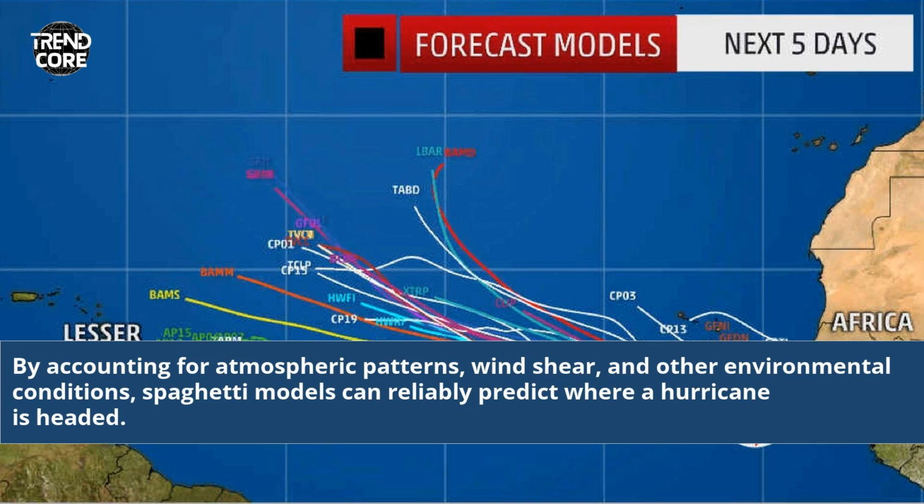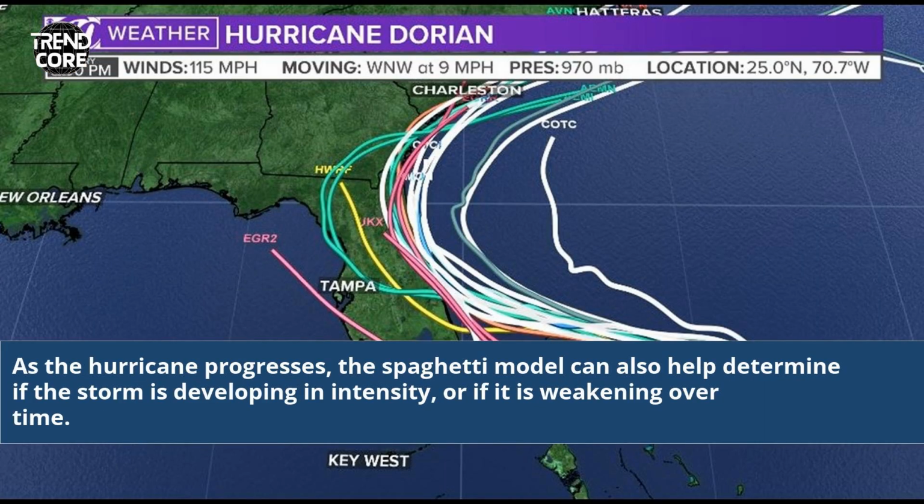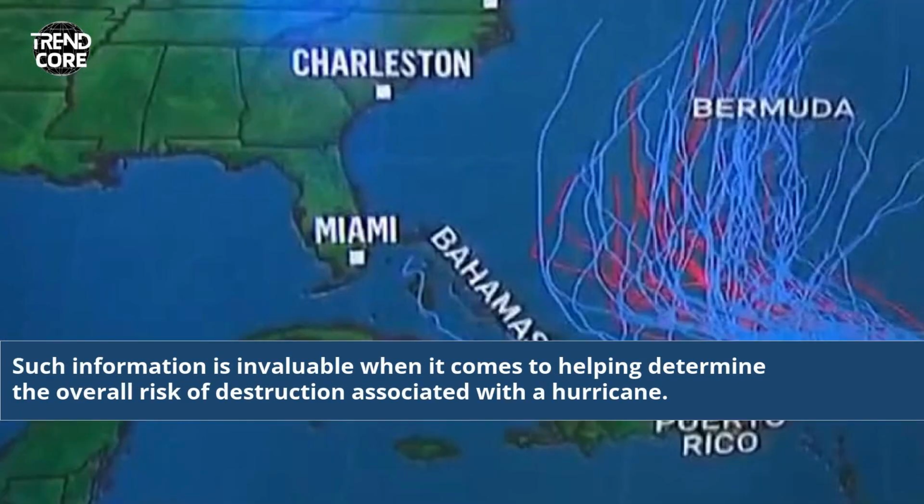By accounting for atmospheric patterns, wind shear, and other environmental conditions, spaghetti models can reliably predict where a hurricane is headed. As the hurricane progresses, the spaghetti model can also help determine if the storm is developing in intensity, or if it is weakening over time. Such information is invaluable when it comes to helping determine the overall risk of destruction associated with a hurricane.